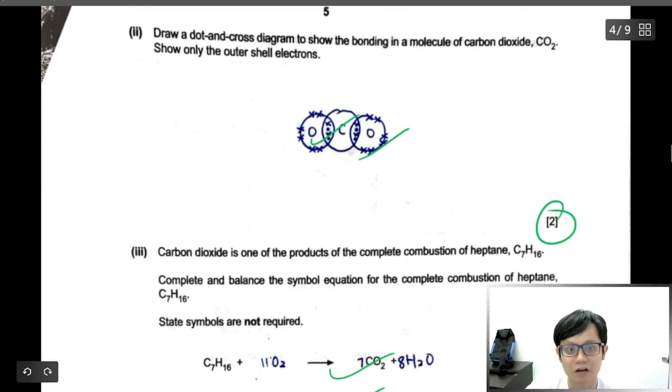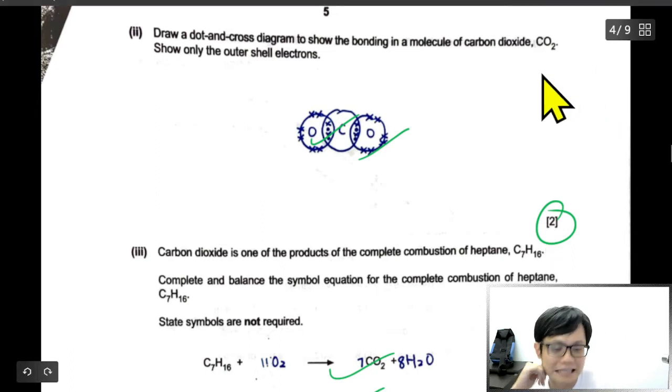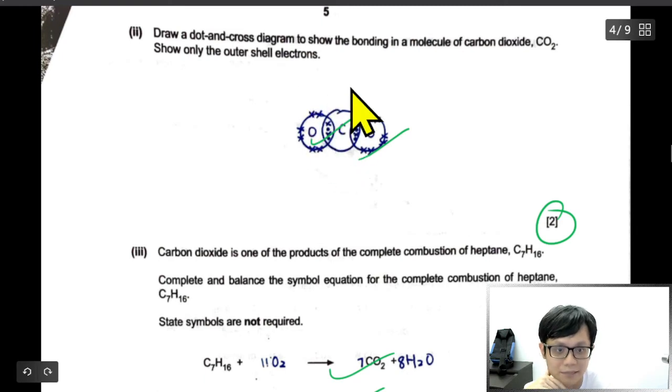Draw a dot and cross diagram for CO2. So what is this? Why did the student draw so small? Does it determine the personality of the student? Okay, so for this question, usually it is better to make it big so that it's easier for the examiner to see.